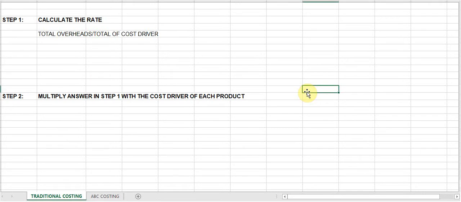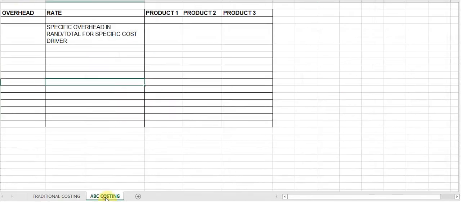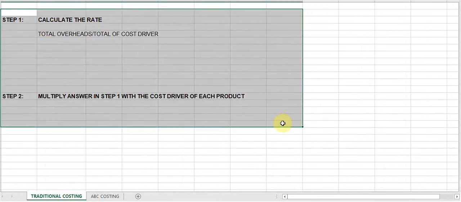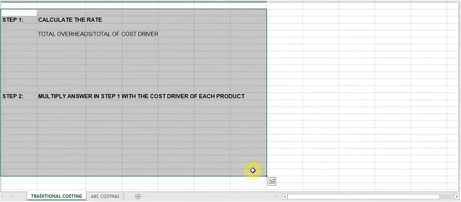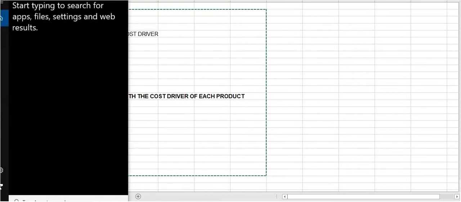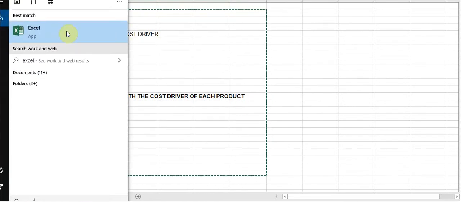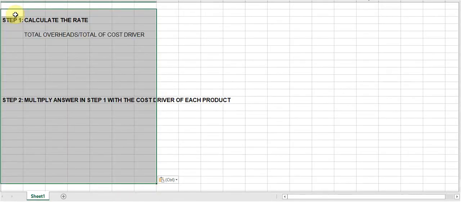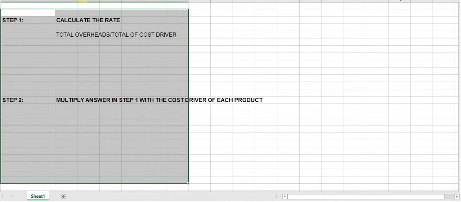So I'm just going to copy this template, and please note, it has one sheet that relates to traditional costing. It has another sheet that relates to ABC costing. But required number A only asks us to do traditional costing. So I am going to open a new sheet, which will become our memo for Ching Chong Cha.